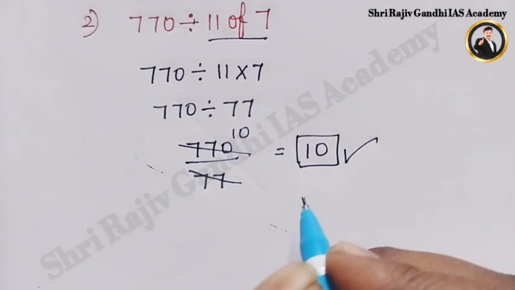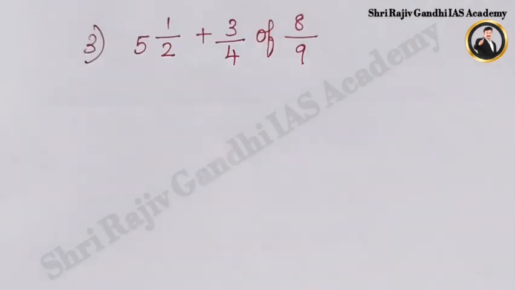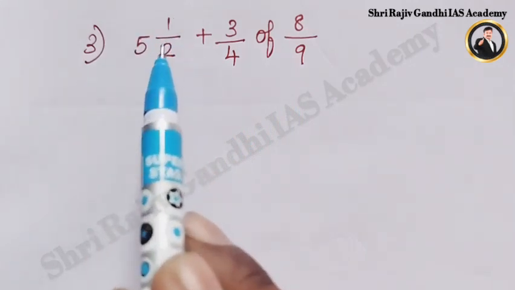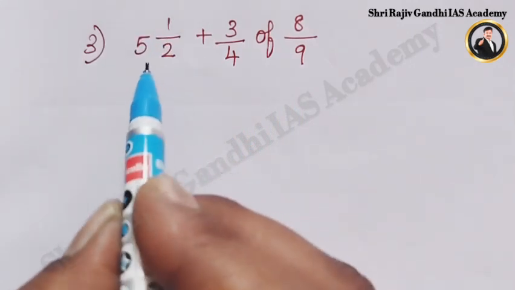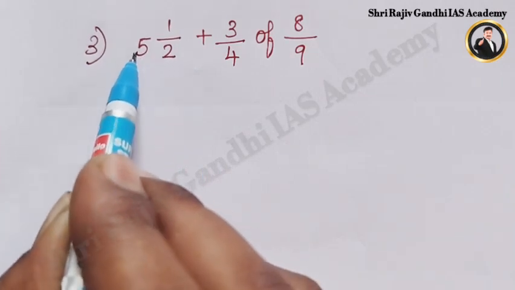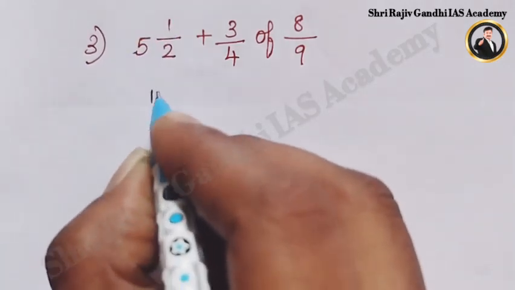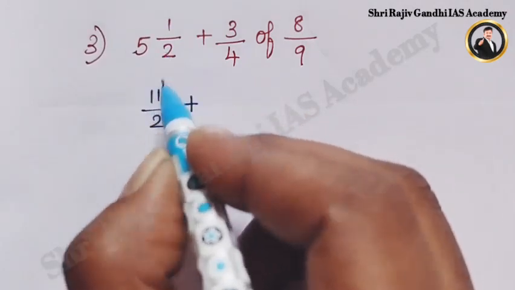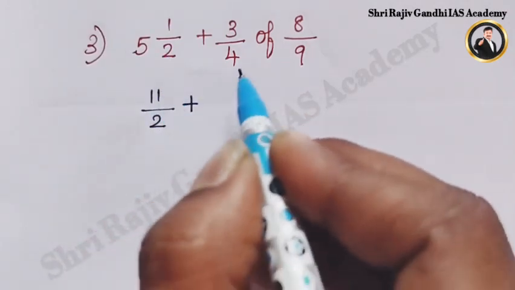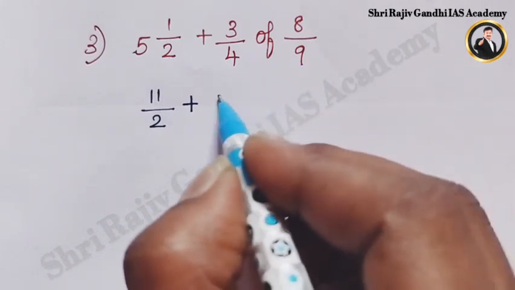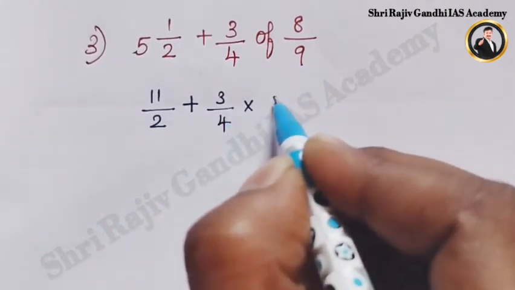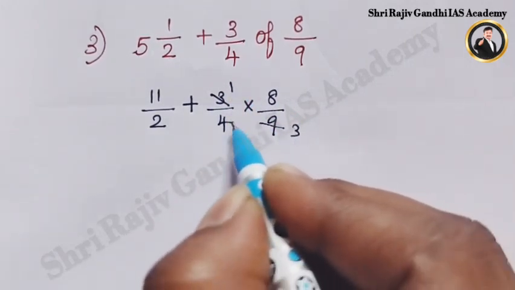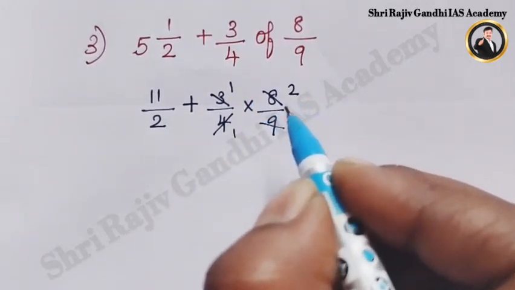Next sum. This one. Here we have the improper fraction. So we have to convert this mixed fraction into an improper fraction. So first, 2 into 5 is 10, 10 plus 1 is 11, 11 divided by 2, plus 3 divided by 4, of into 8 divided by 9. So here we have to do the cancellation process. 3 ones are 3, 3 threes are 4, ones are 4, twos are.